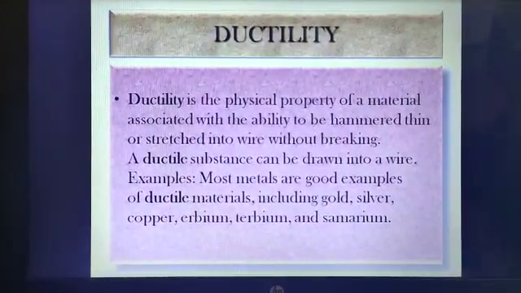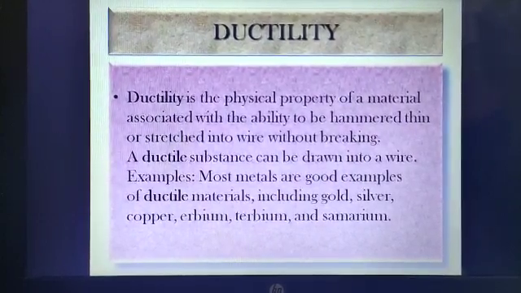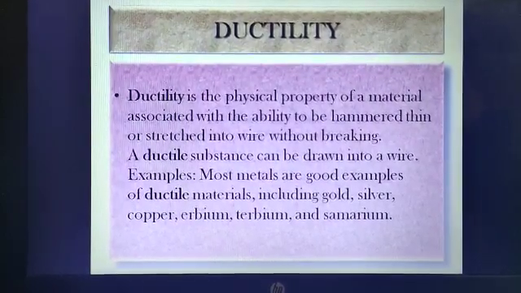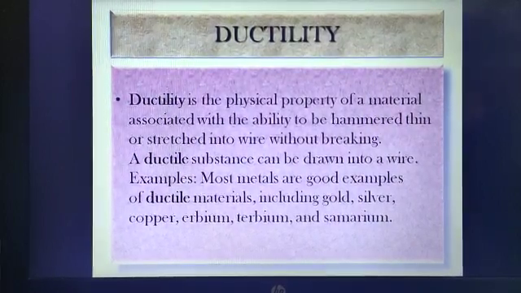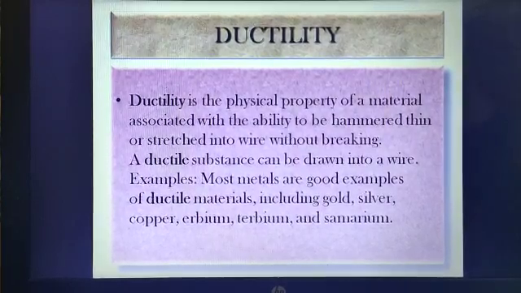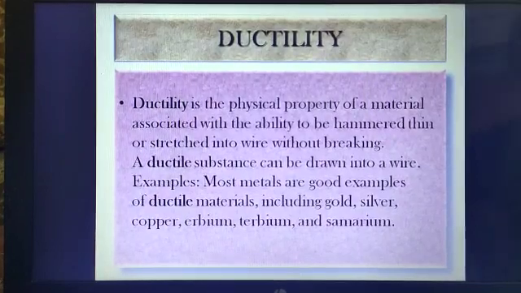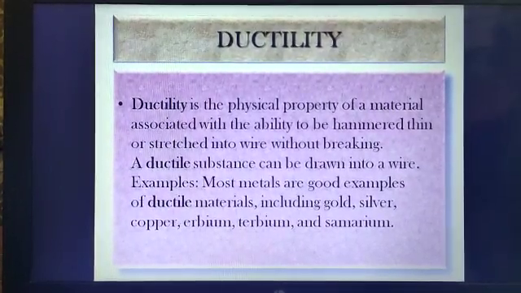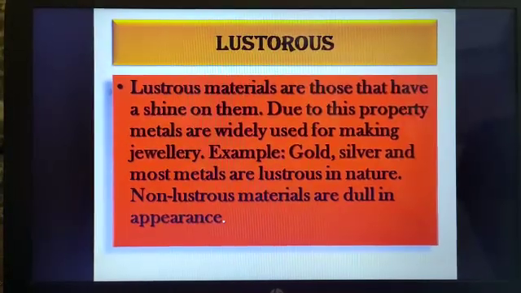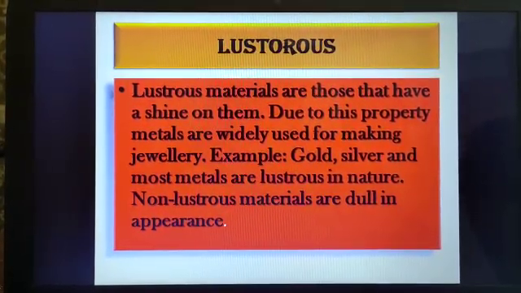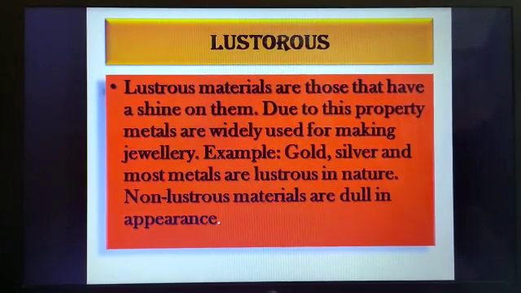Let us now talk about ductility. Ductility is the physical property of a material associated with the ability to be hammered, thinned, or stretched into wire without breaking. A ductile substance can be drawn into a wire. Most metals are good examples of ductile materials, including gold, silver, copper, erbium, terbium, and samarium. Materials like coal and lead do not possess these characteristics and hence they are classified as nonmetals. Metals are generally hard and must be subjected to high temperature to change their form, except for sodium and potassium, which can be easily cut with a knife.